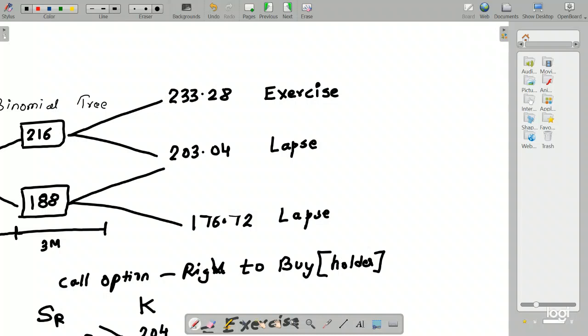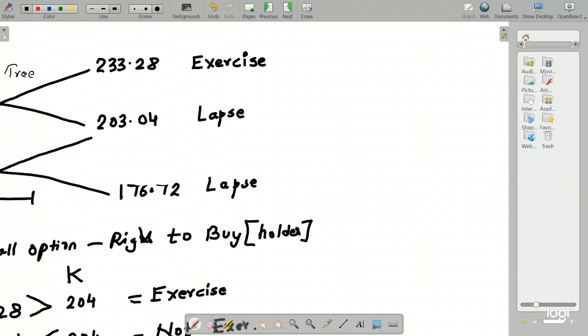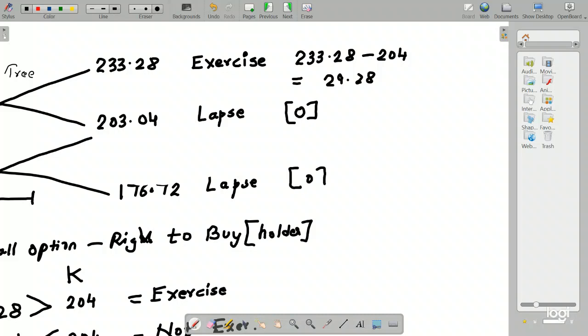So what I said is that if I need to exercise, I will exercise my contract because it is 233.28. My strike price is 204, and if I exercise, I have the benefit. So how much is that payoff? That payoff is going to come as 29.28. So this is my payoff. Here lapse because you are not exercising. Here lapse because you are not exercising.